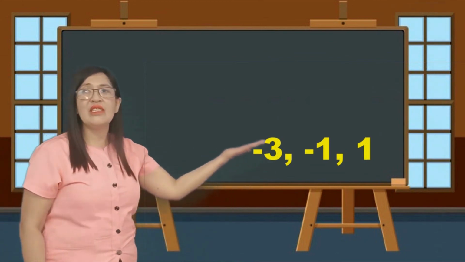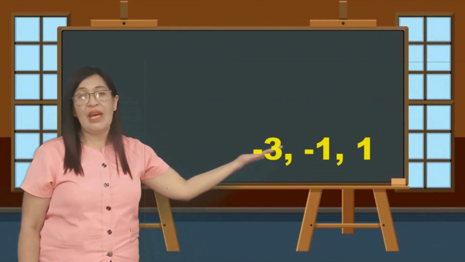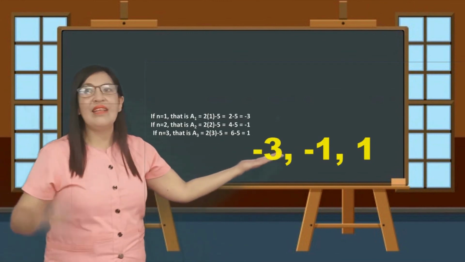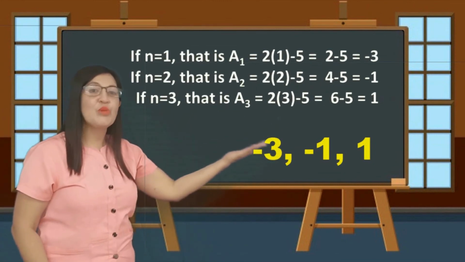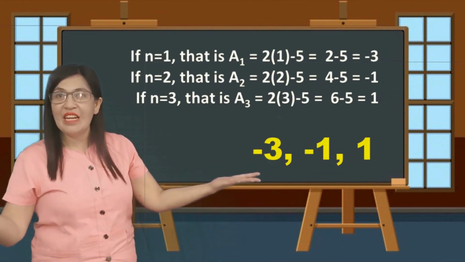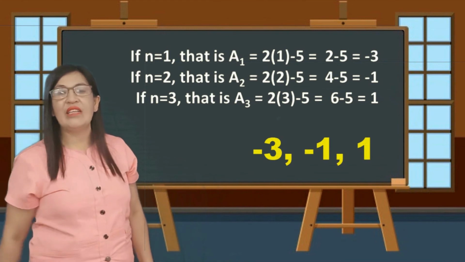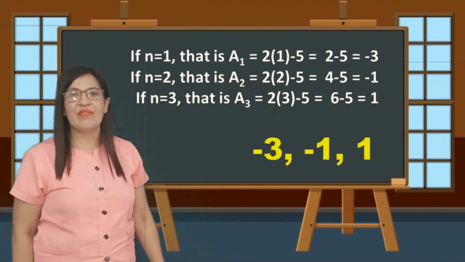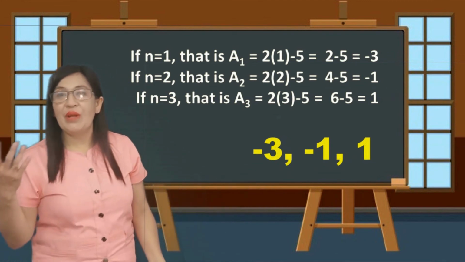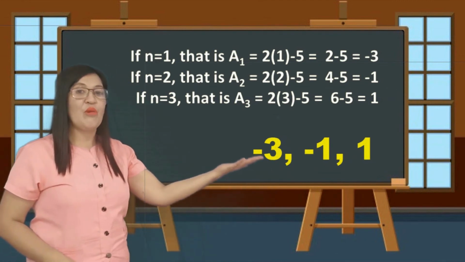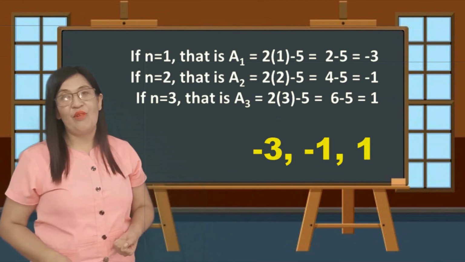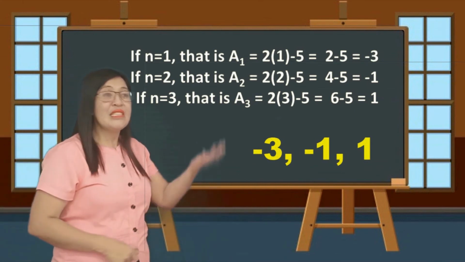Given the equation, a sub n equals 2n minus 5. If n equals 1, that is 2 times 1 equals 2, then 2 minus 5 equals negative 3. So a sub 1 is negative 3. How about if n equals 2? You will get 2 times 2 equals 4, then 4 minus 5 equals negative 1. So a sub 2 is negative 1.